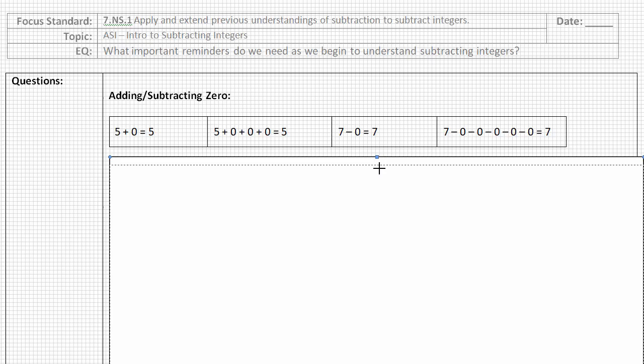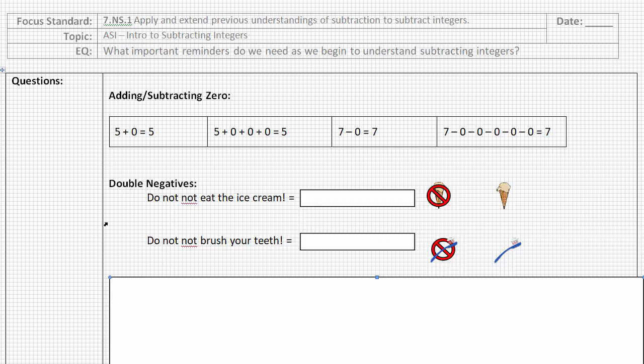The next is the idea of double negatives. Now this looks a little more like a grammar problem, and it is, because the same rule in grammar applies in mathematics. What does this sentence actually tell me to do? Do not eat the ice cream. Well, I have a couple choices. I can not eat the ice cream, or I can eat it. But it's saying, do not do this. So not eating the ice cream would be this option. It does not want me to do that. So what's left is to actually eat the ice cream.